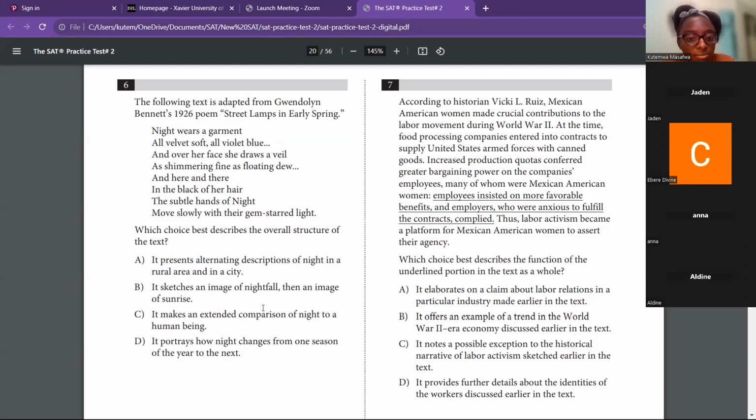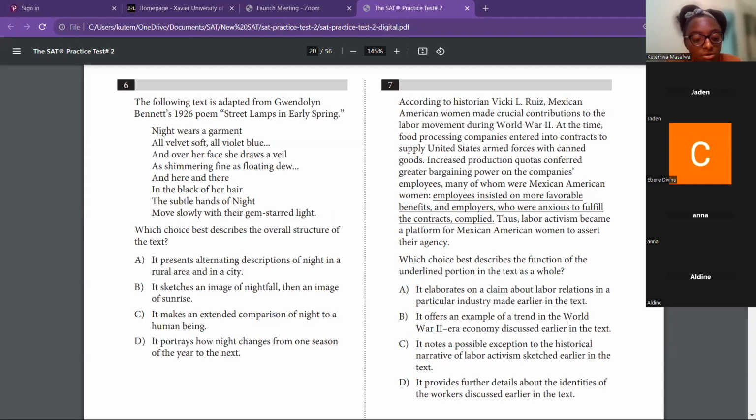Then if you look at C, extended comparison of night, we know we're looking at night. And we also know it's being compared to a human being, right? Her face, her black hair. So we know that that's accurate. Let's go to D. It says it portrays how night changes from one season of the year to the next. Again, when it talks about light, we're still in the night, just looking at a street lamp. So we're not talking about changes of seasons.